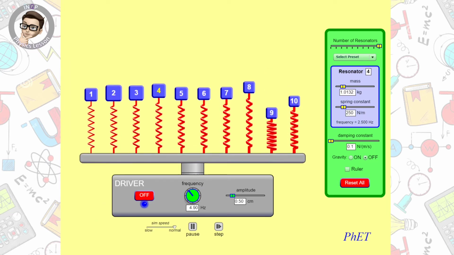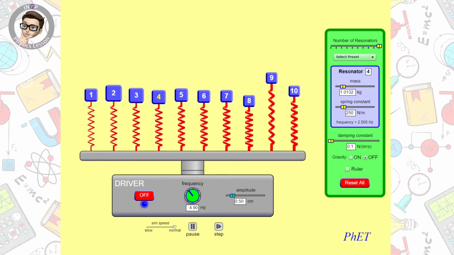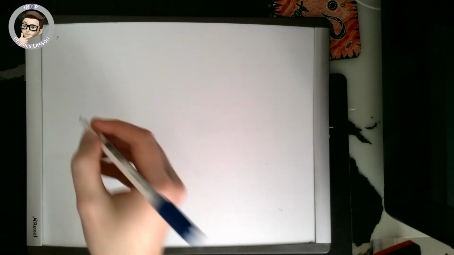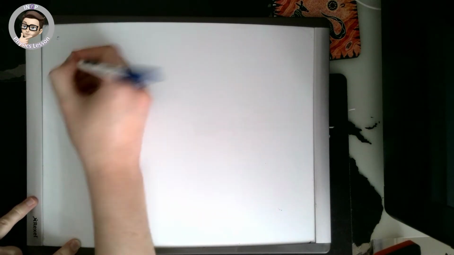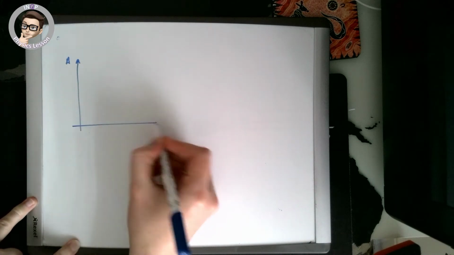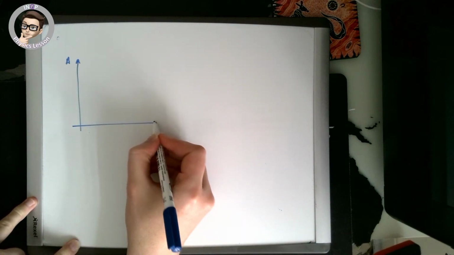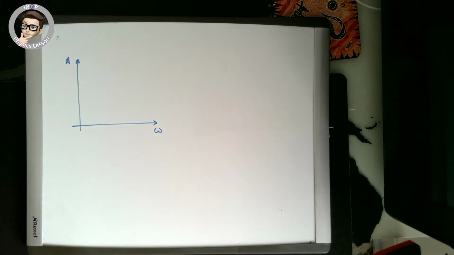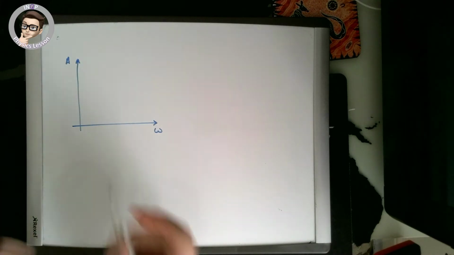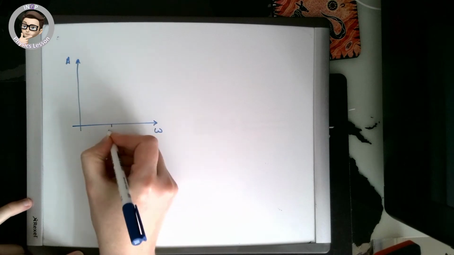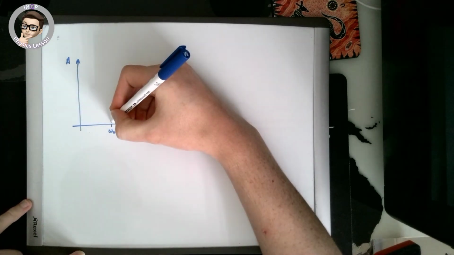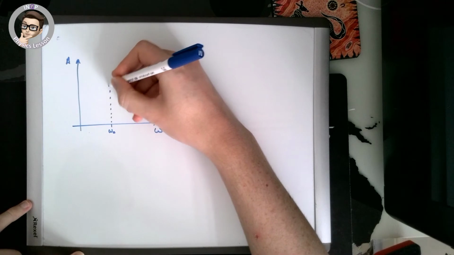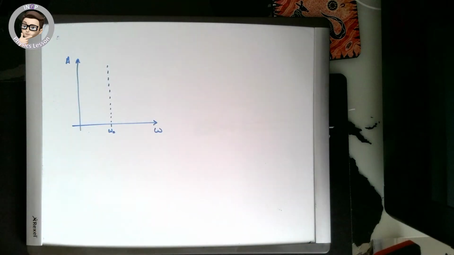So let's have a look at the graph that goes with this. So we'll just go back to the visualizer. If I am looking at amplitude versus the frequency, and I'm going to call the frequency omega in this case, and we're going to look at a system that has differing amounts of damping. So let's just say that this is my natural frequency. We'll call it omega naught. And we'll draw our dotted line up so we know where that point is.